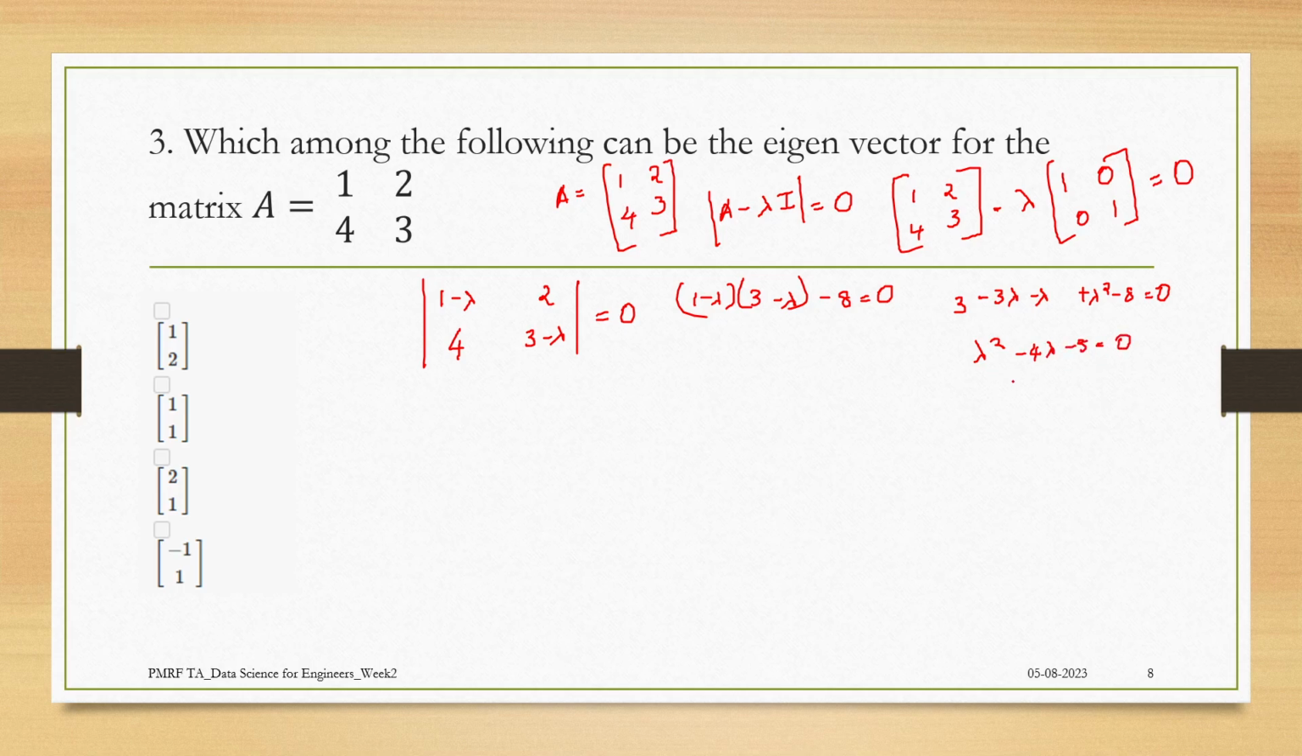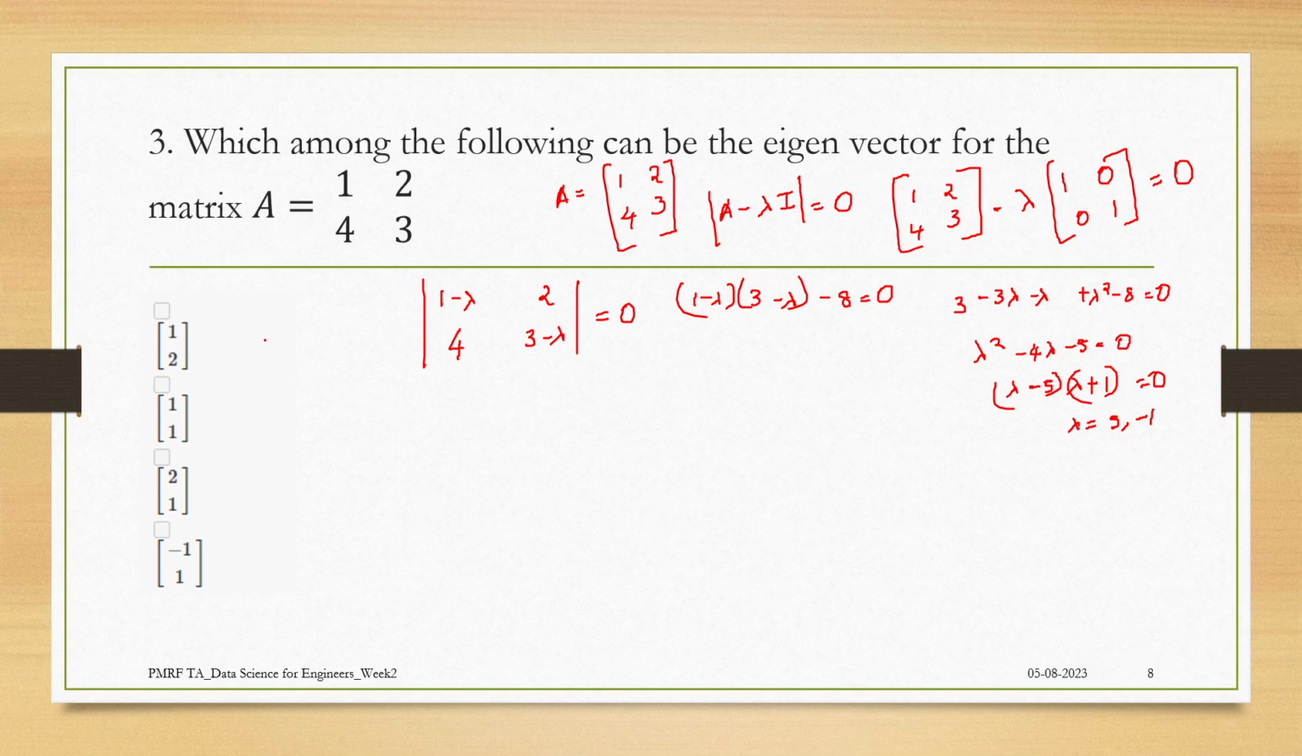It will come like lambda minus 5 and lambda plus 1 equal to 0. Lambda values are 5 and minus 1. Answer of this question is option 1 and 4. Okay, option 1 is 1, 2 and option 4 is minus 1, 1. Okay, we'll see. First, what is the step for others?